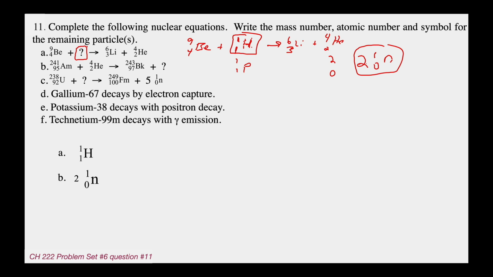So anyway, C, 92 on the bottom plus x equals 100 plus 0. There's 8 pieces missing, so the little lower left-hand number would be 8. And when you do the upper part, I'm pretty sure you have 238 plus x equals 249 plus 5, so 254. There's going to be 16. So on C, the missing particle is an oxygen 16.